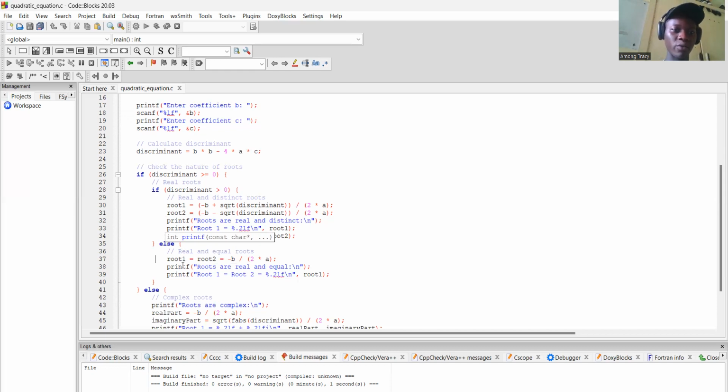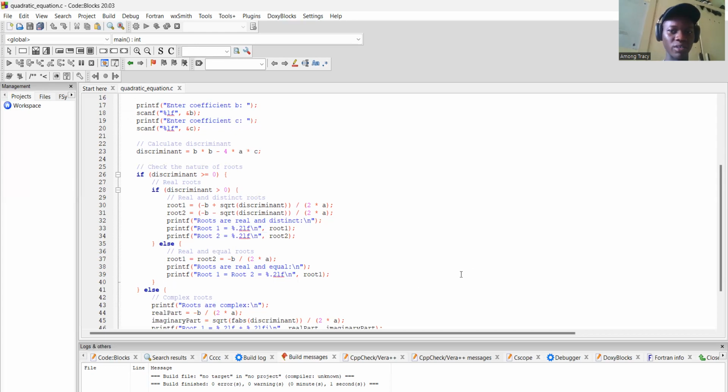When it is greater than 0, we'll look at when it is just equal to 0. If you know the math of that quadratic equation, if it is equal to 0, we have the same roots, but there will be 2. Now we'll come and implement that. Root 1 will be equal to root 2 in that case, which will be equal to negative b divided by 2 times a. After computing that, we'll print out that the roots are real. We inform the user that the roots are real, and after informing them, we'll tell them the roots one by one, that root 1 is equal to root 2 is equal to that.